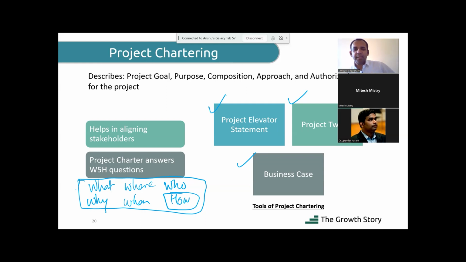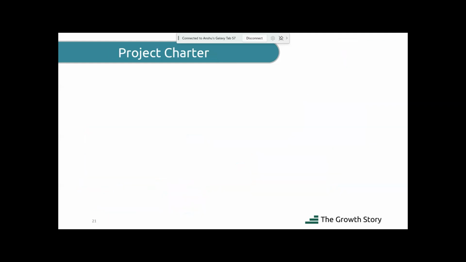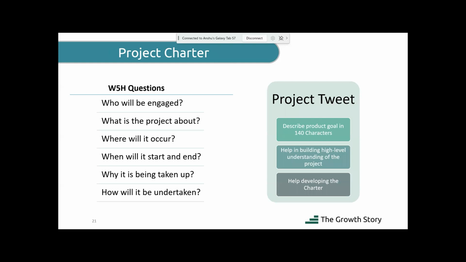I already told you that agile teams are creative, so they use some creative elements in this meeting. What are those creative elements? Project elevator statement and project tweet. Business case is a different thing. These two are the creative elements. What is a project elevator statement? As the name suggests, an elevator statement is a one-liner, a short statement about the project. We already discussed this, so first we talk about the project tweet.